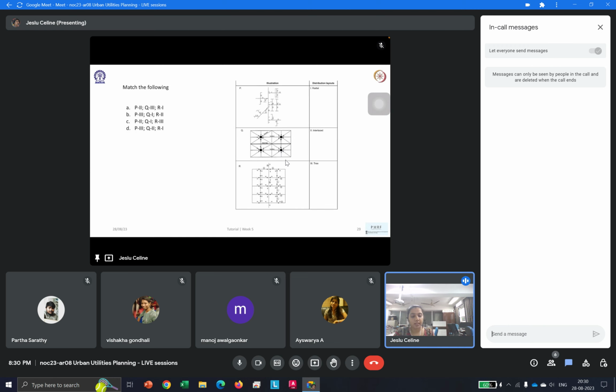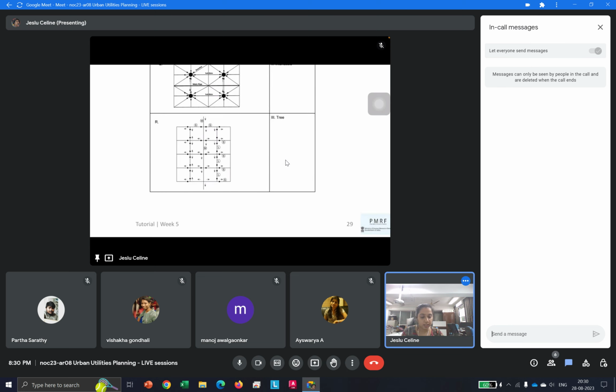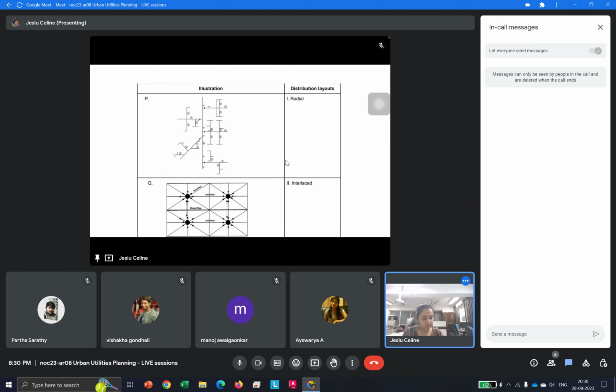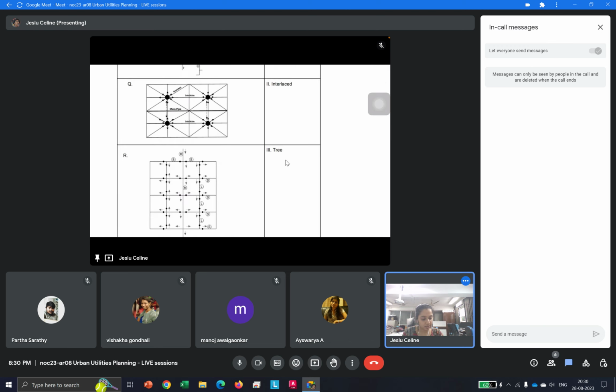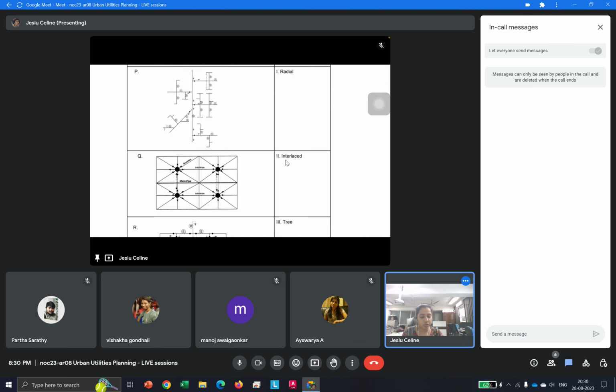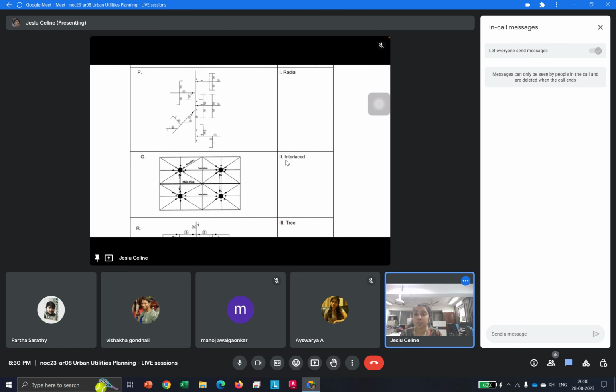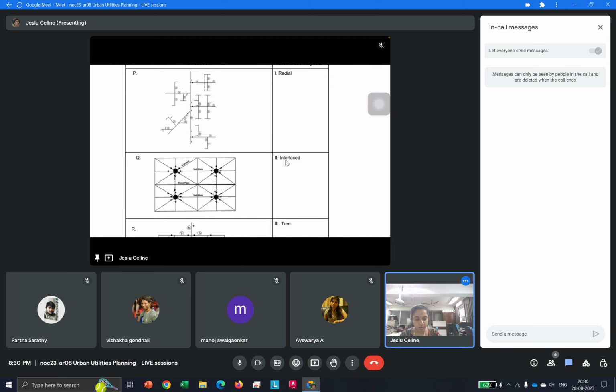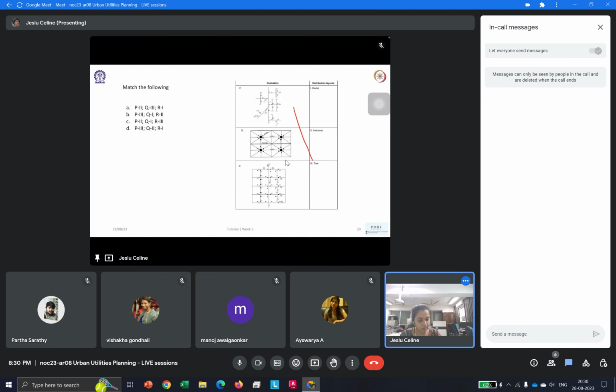Now, the next one is match the following. Maybe I'll just zoom this a bit. Let's go to the first one. What does this represent? We have radial, interlaced, tree. The first one is tree. We already discussed the dead end system. The dead end system is also called a tree system. So this one is a tree system.